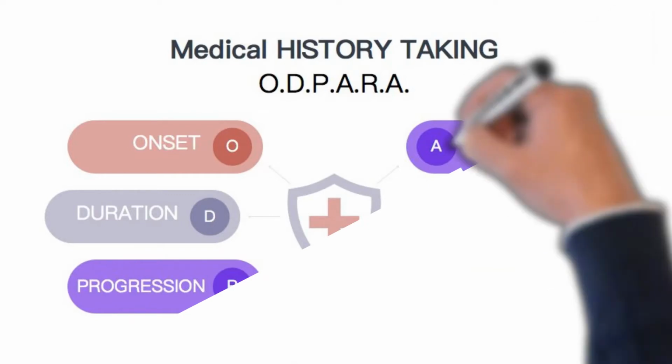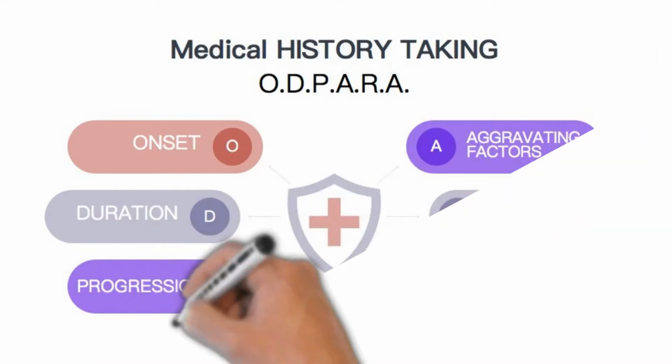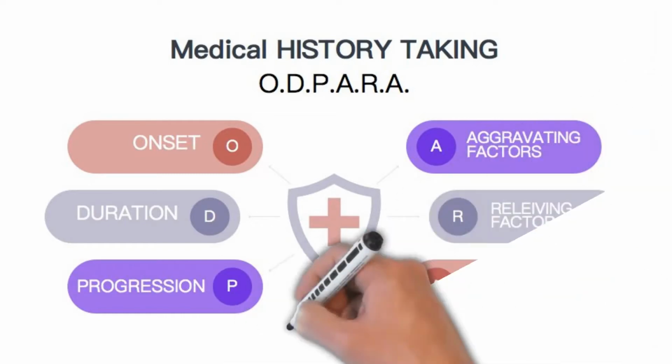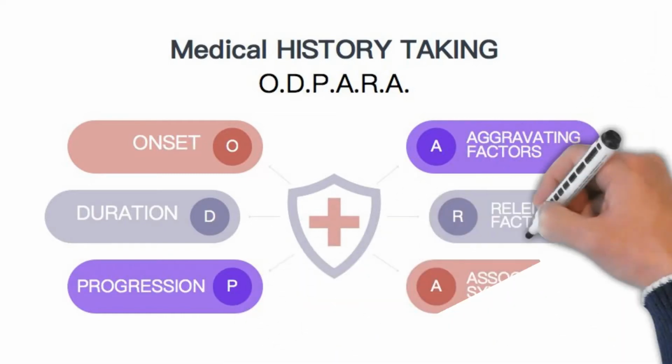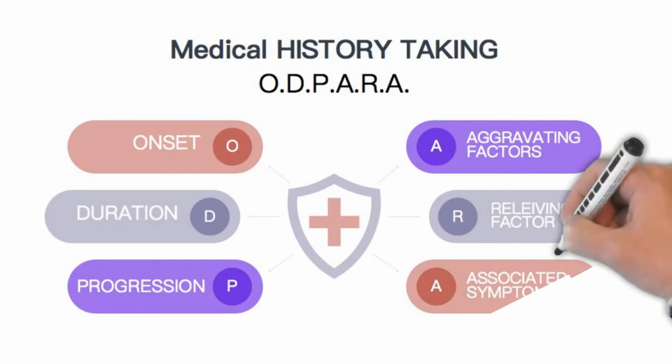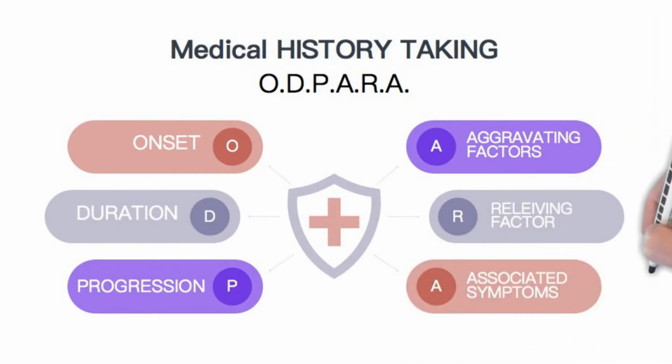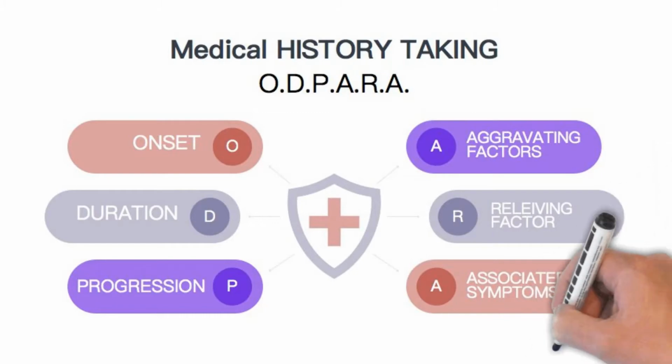Progression. Since the start of symptoms, is it getting better, or worse, or staying the same? Is it the first time, or were there previous episodes? Aggravating factor. Have you noticed what makes it worse? Relieving factor. Have you noticed what makes it better?